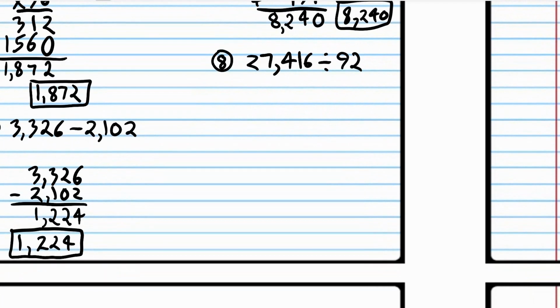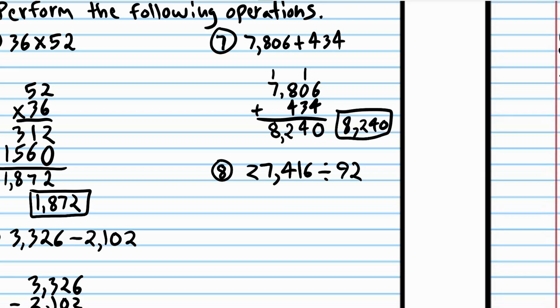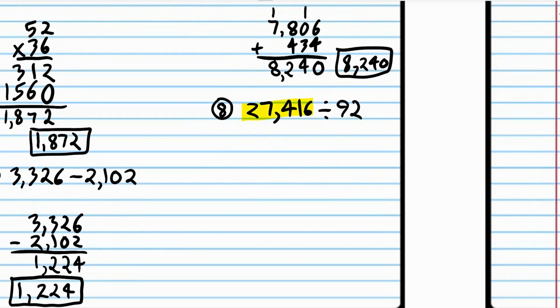Number 8. Now we're going to do division. Remember, this number is called the dividend. This number is called the divisor. And whatever our answer is going to be, that's called the quotient. This number always has to go inside. We're going to use the long division algorithm. So when I say it goes inside, what I mean is it goes in this little compartment here, and 92 goes on the outside.